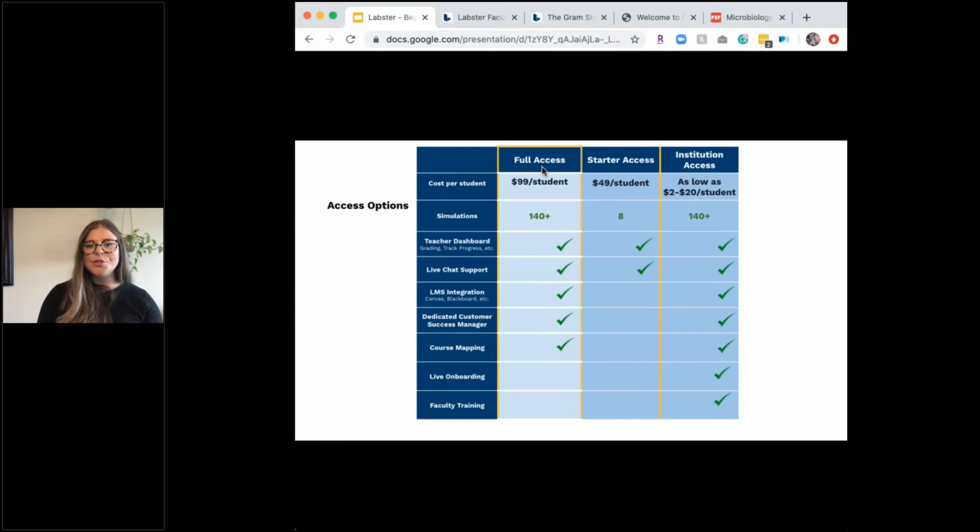And then institution access. We realize that bringing courses online, especially now for fall, is often an institution initiative. So we do have the capability to work with you, and cost there could be as low as $2 to $20 per student.